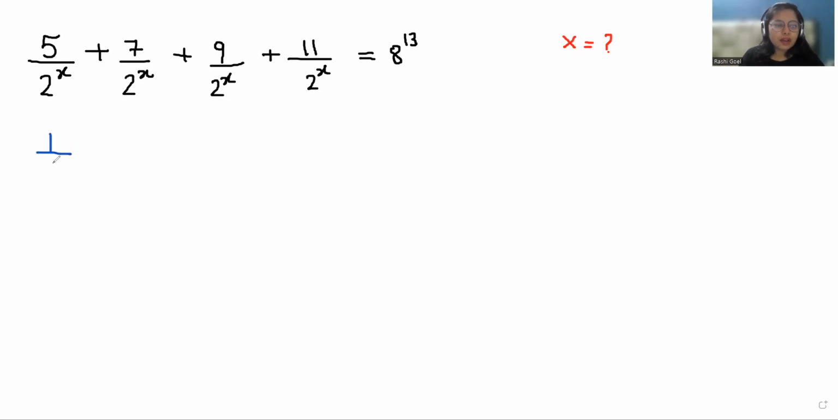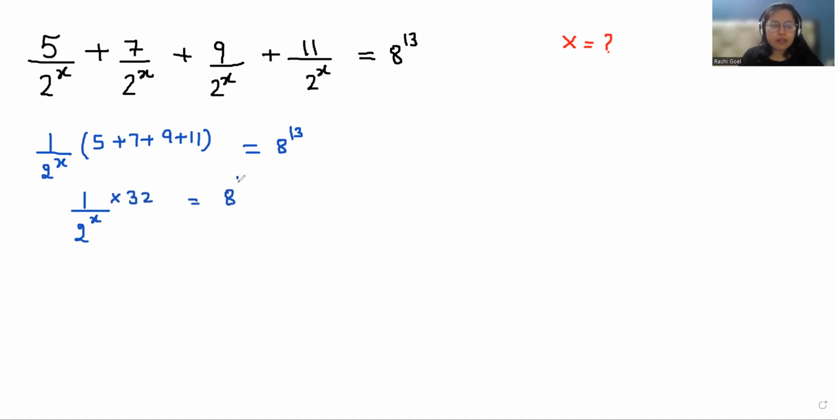First, I am taking 1 divided by 2^x as common. So what is left? 5 plus 7 plus 9 plus 11 is equal to 8^13. So 1 divided by 2^x, and when we add these terms we get 32, is equal to 8^13. Now I'm going to multiply both sides by 2^x first.